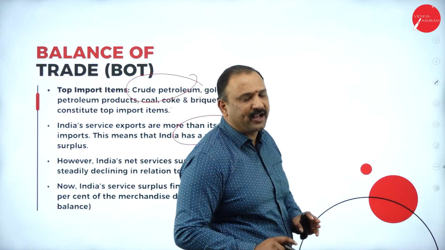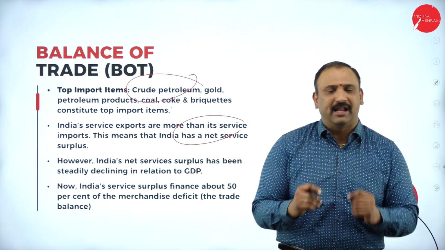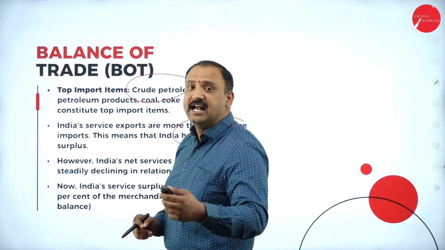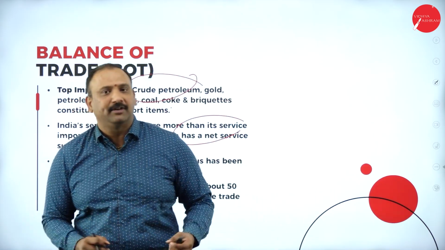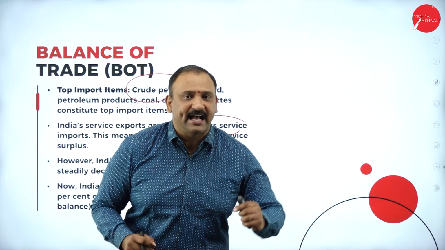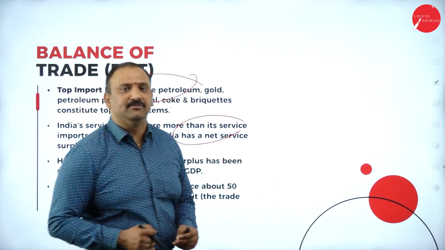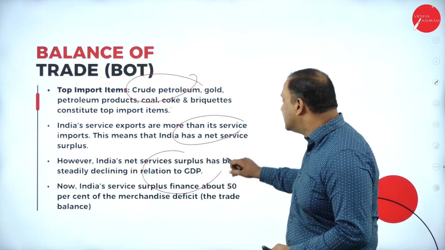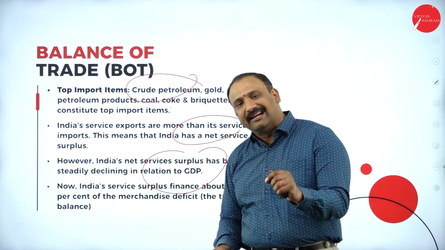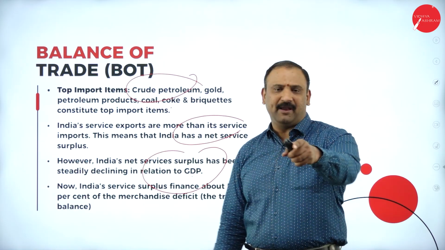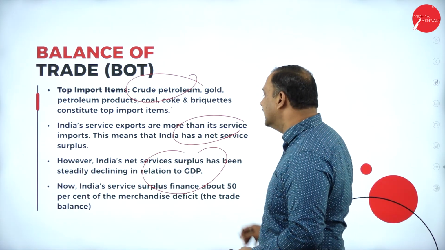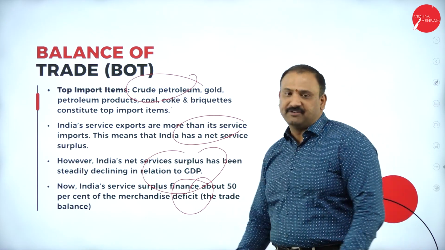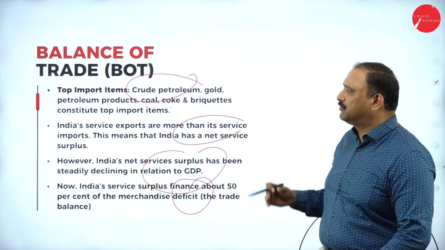We have been trying to make our country the best, the most reliable, starting with all the big names like TCS, Infosys, HCL, Wipro, Cognizant, any of the companies that you can talk about. India has been one of the leaders in services exports, but India's net services surplus has been steadily declining relative to GDP, a matter of worry that we have been talking about. The services surplus finances about 50% of the merchandise deficit. So that is also a matter of worry for us.